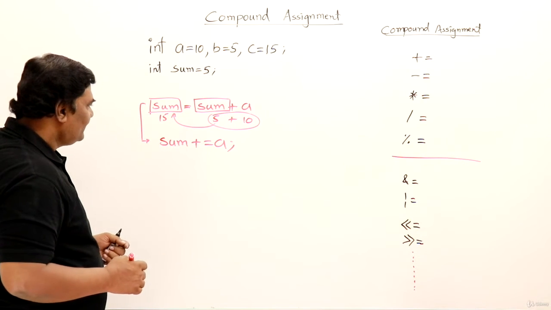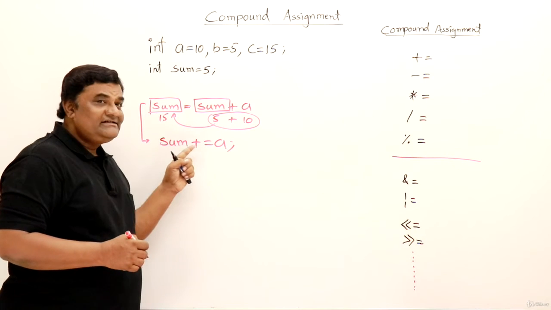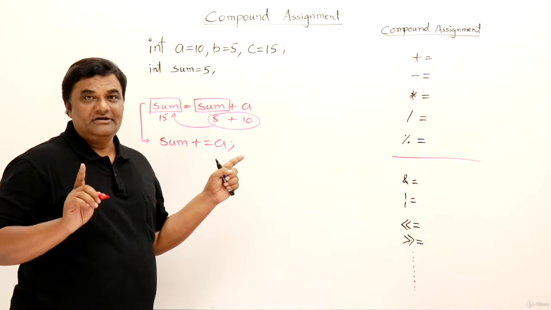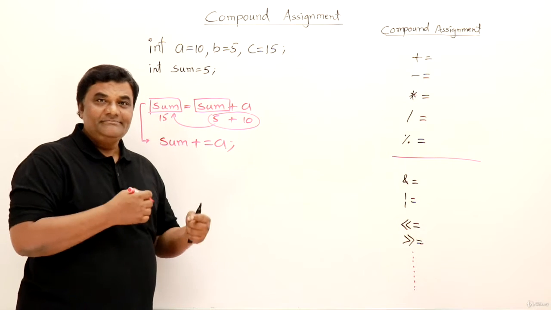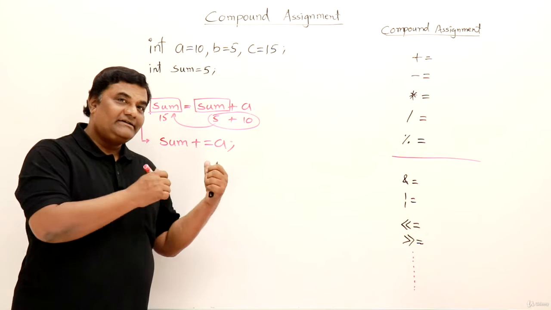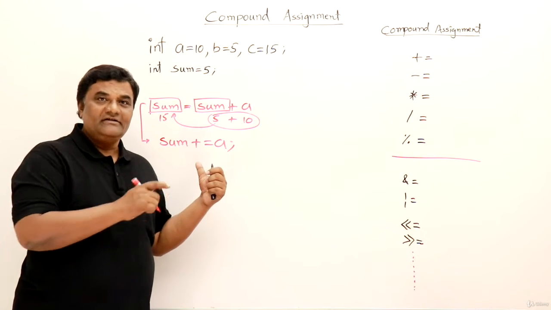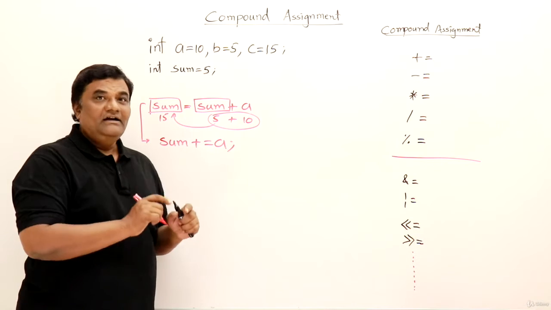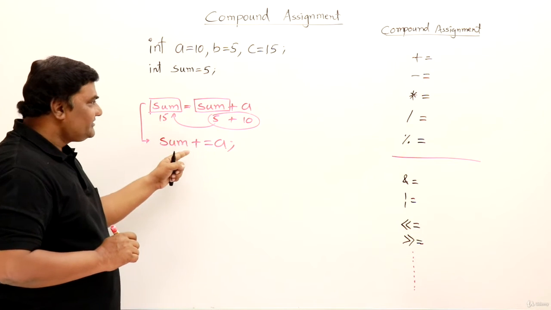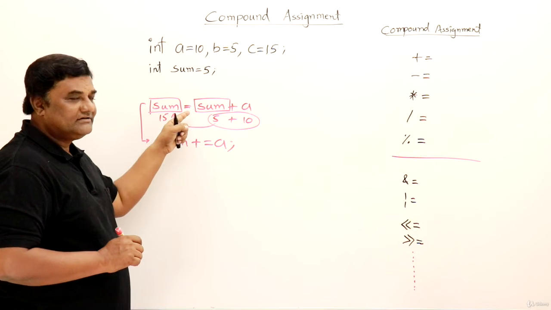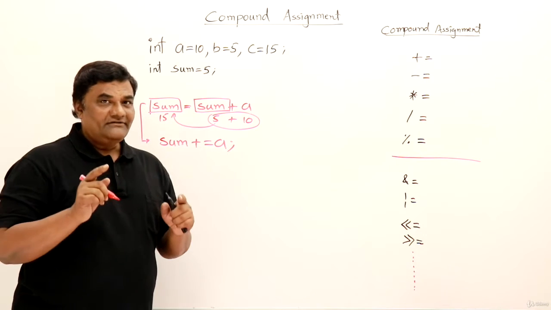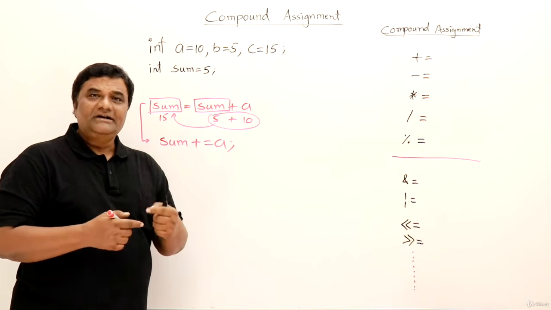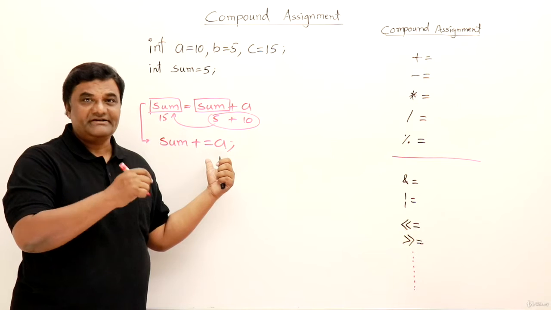What is the benefit? The first benefit is it's easily readable. See, for a beginner, it is not readable. But when you are writing C++ programs, you get used to it, then it is easy to understand that, okay, the result on the right hand side is added with sum and the result is stored in sum. And the second thing, this operation will be a little faster than this one. Internally, the compiler will make it faster. So this statement is faster.